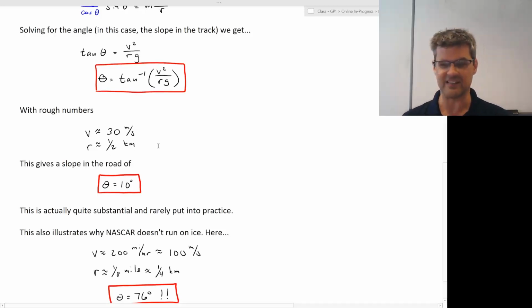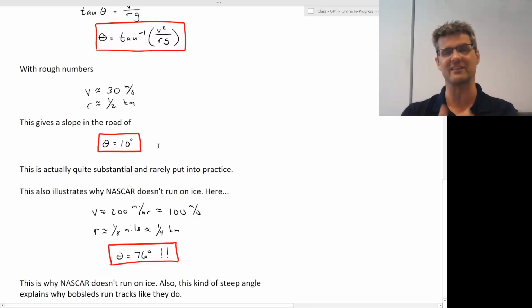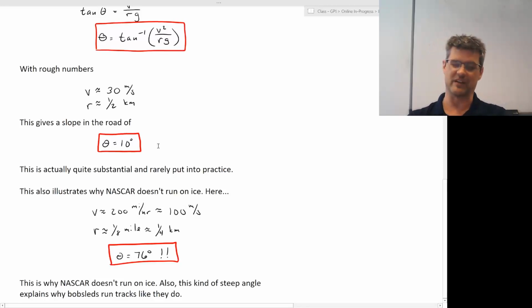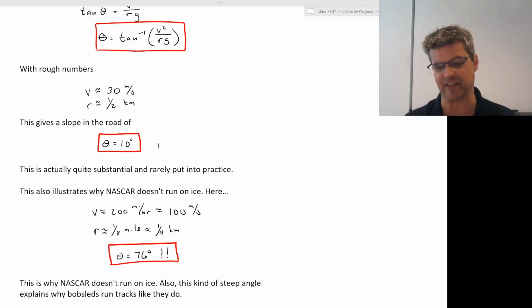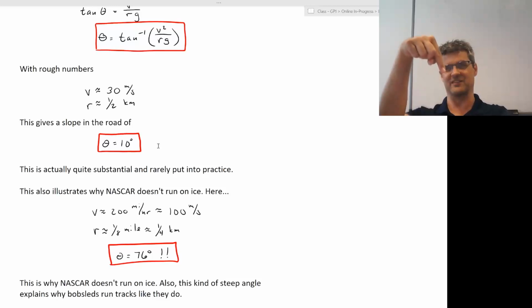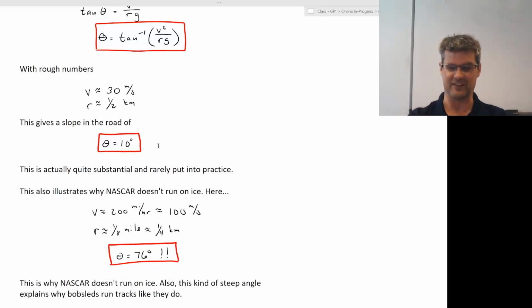Now, using this exact same expression, we could look at the case of NASCAR. Why doesn't NASCAR run on ice? Well, NASCARs are running at about 200 miles an hour, which is about 100 meters per second. They're going around maybe a 1/8 of a mile turn at the end of the track, which is about 1/4 of a kilometer. The banking that would be required is 76 degrees. 76 degrees is pretty steep banking. That's not what you see at Bristol. That's not what you see at Daytona. This is very, very different. And this is why NASCAR doesn't run on ice. They very, very strongly need friction, a frictional relationship between the tires and the road. It's important. Banking alone is not going to do it.